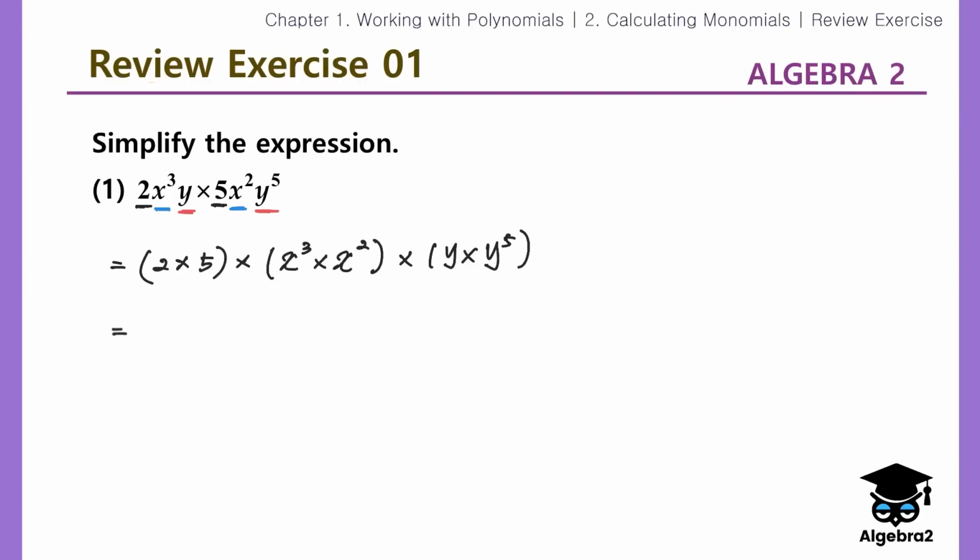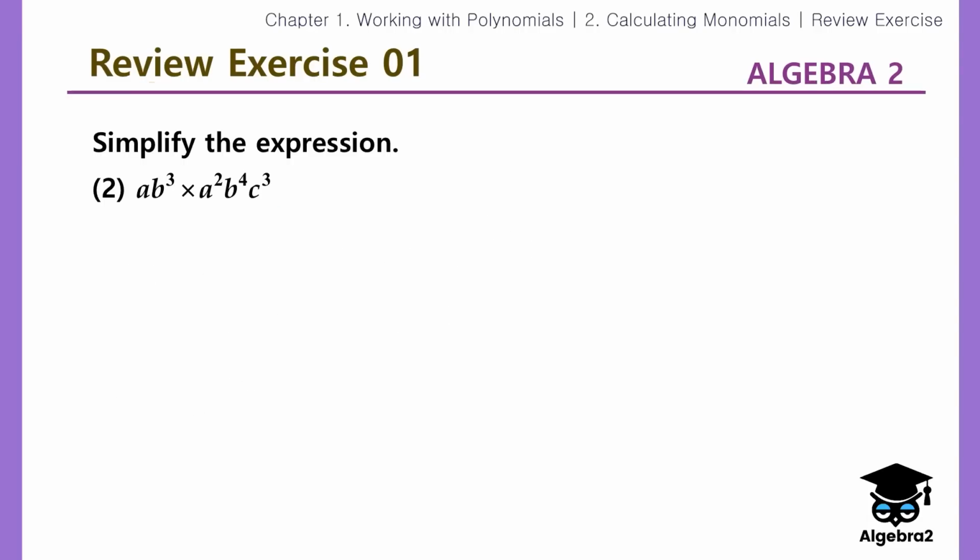So that is equal to 2 times 5, that's 10. This one, x cubed times x squared, 3 plus 2, law of exponent, right? X to the 5 times y to the 1 times y to the 5, 1 plus 5, that's y to the 6. So that's 10x to the power of 5, y to the power of 6.